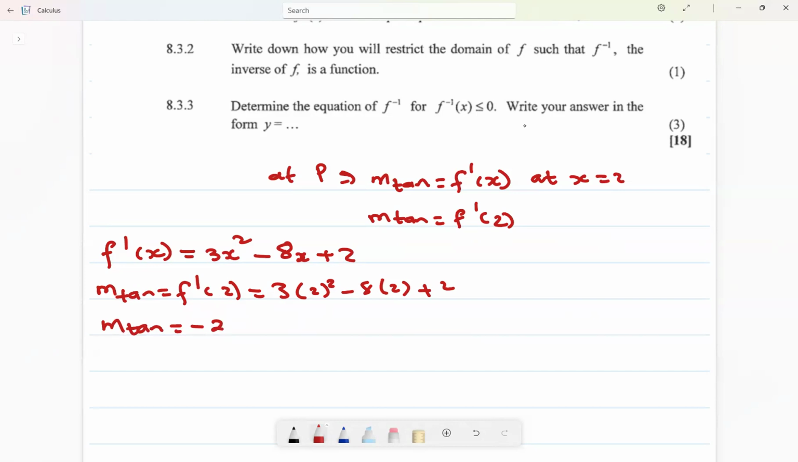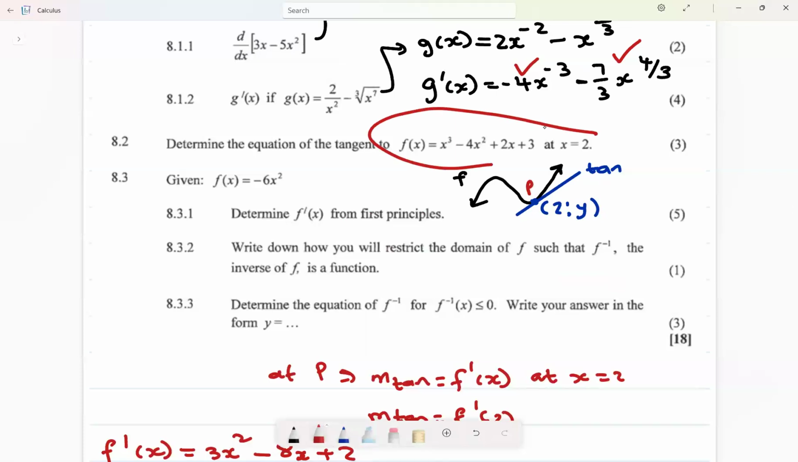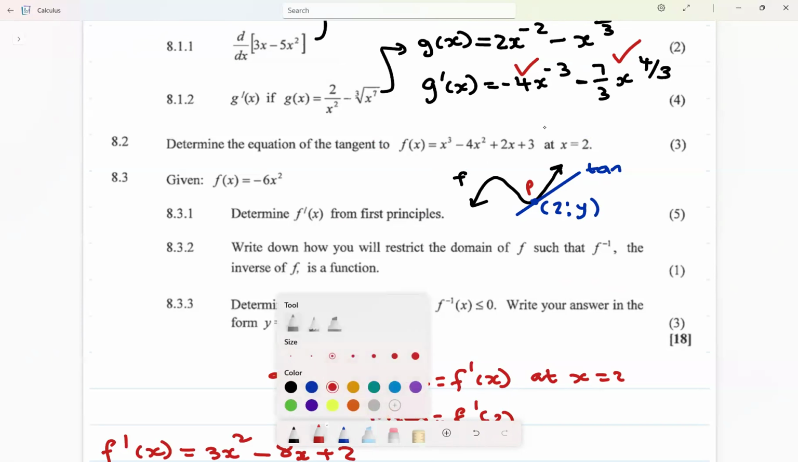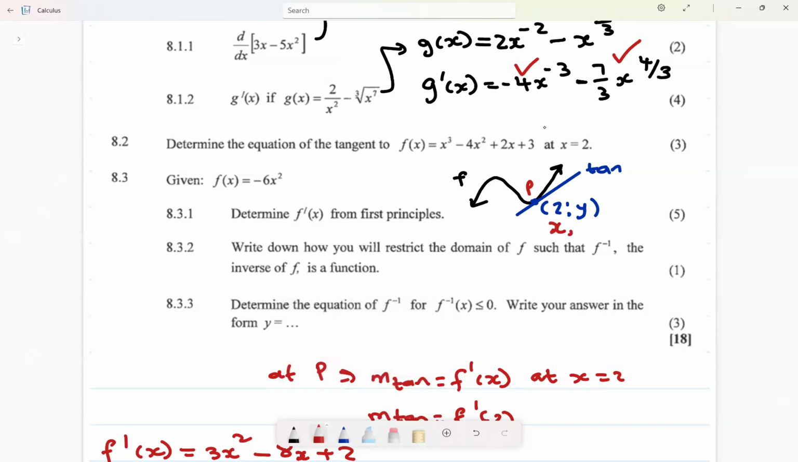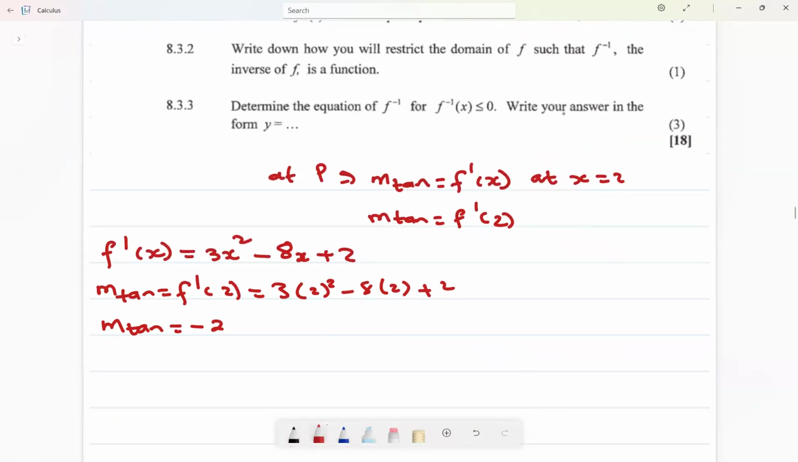So this is the gradient of this tangent here. Another thing I forgot to mention is that at point P, they share the x and y coordinate. So here it is the point of contact. They share that coordinate. For me to find the equation, y minus y1 is equal to m into x minus x1. I need the y value. I already have the x value, which is 2.